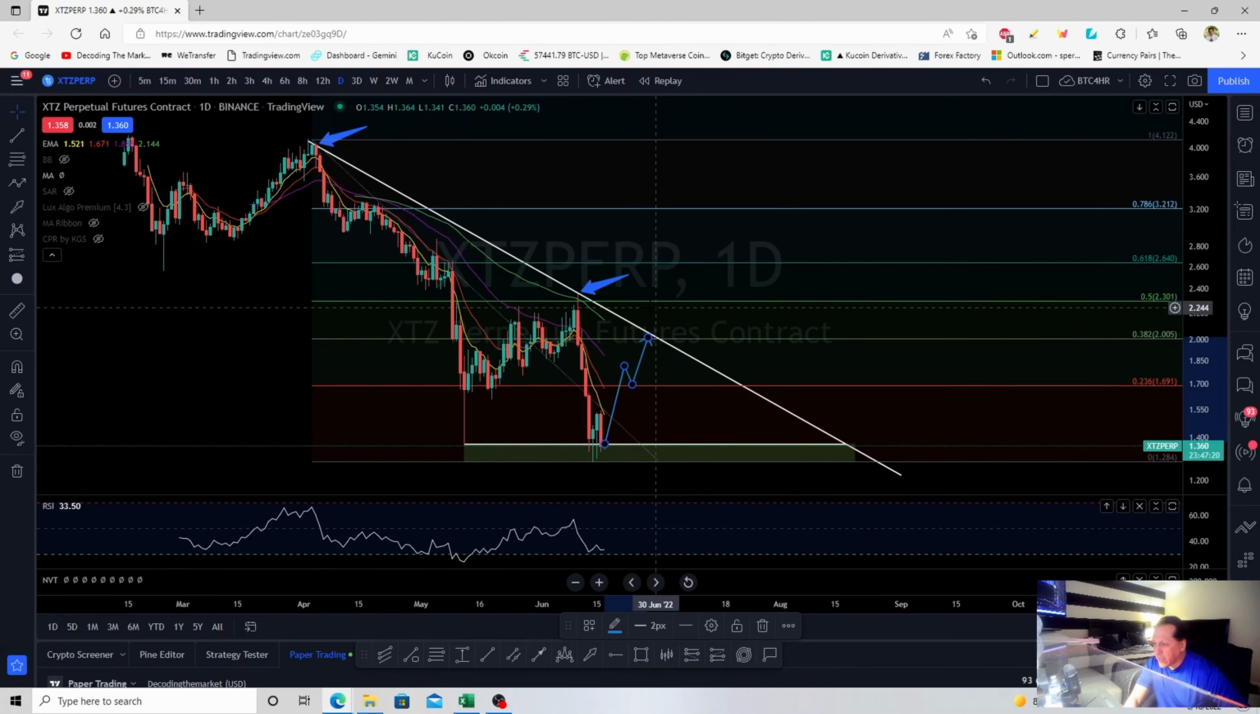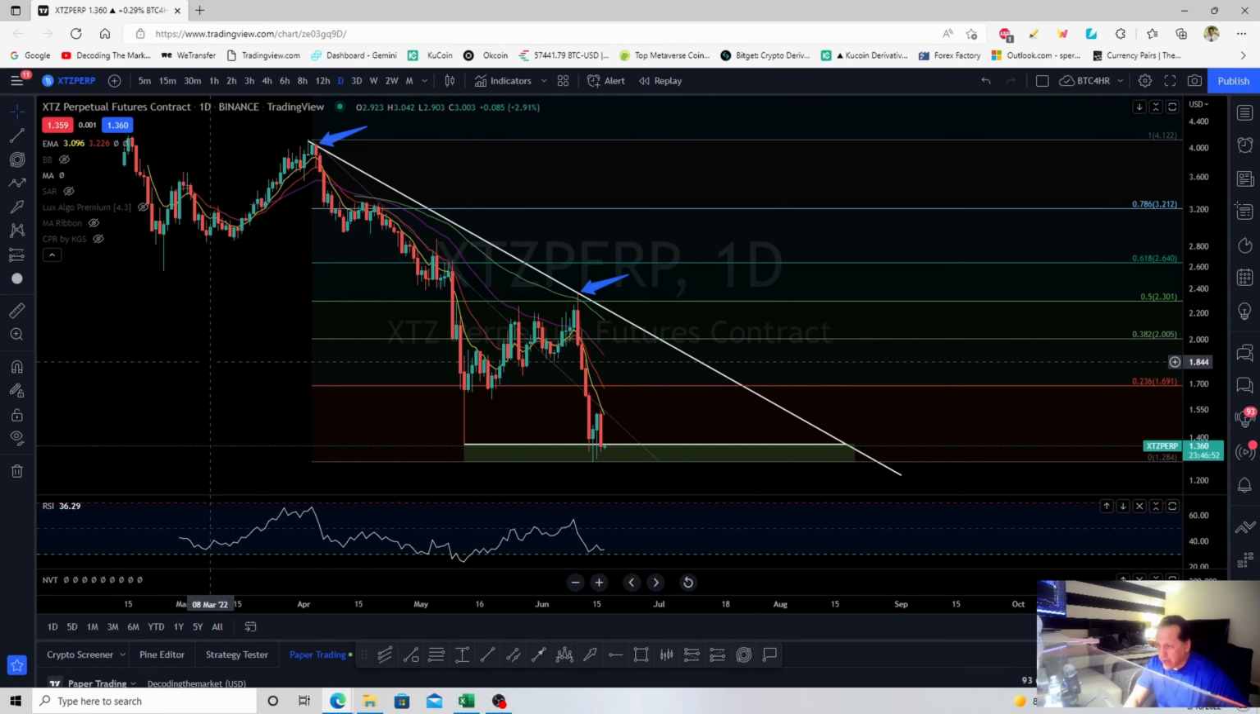So right here in this area could be the possible area. So that's what right here would be the next resistance level, only if it finds a nice support right here. That is the first one.